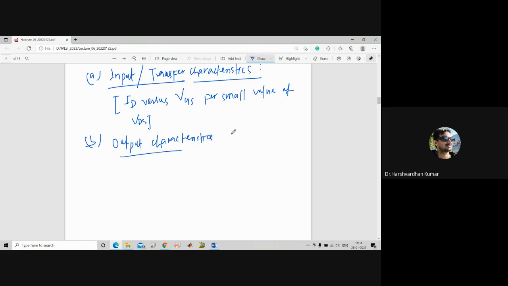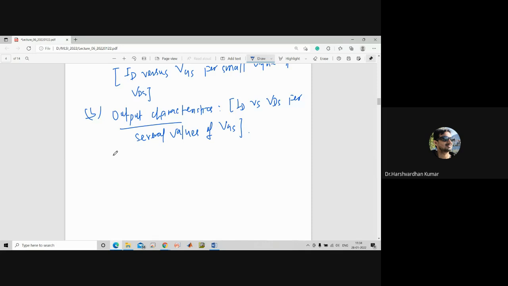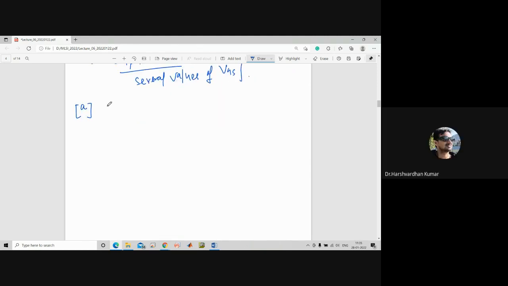Output characteristics. So we draw the output characteristics, ID versus VDS for several values of VGS, right? So what is VDS here? What is VGS? VDS is drain to source voltage. So now let us discuss the transfer characteristics.